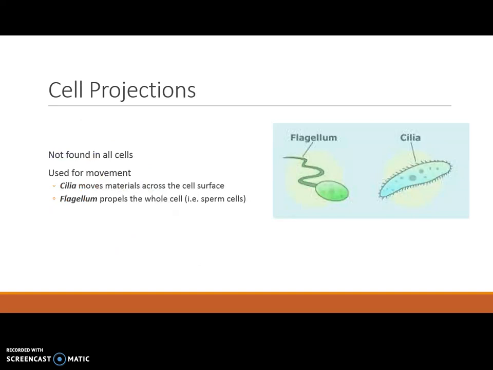Some cells have cell projections. These projections are appendages made up of microtubules. Cilia are found on some cells, such as the epithelial cells that line the respiratory tract. The cilia move rhythmically, and they beat constantly, moving waste such as dust or mucus upward away from the lungs. A flagellum is a longer appendage that is specialized to move the cell. The only cell in the human body with a flagellum is a sperm cell, which needs to be able to propel itself towards a female egg.